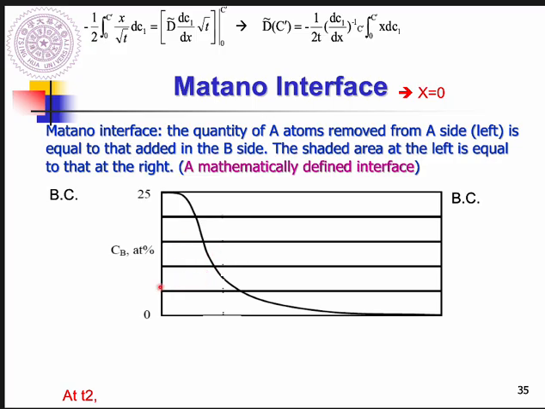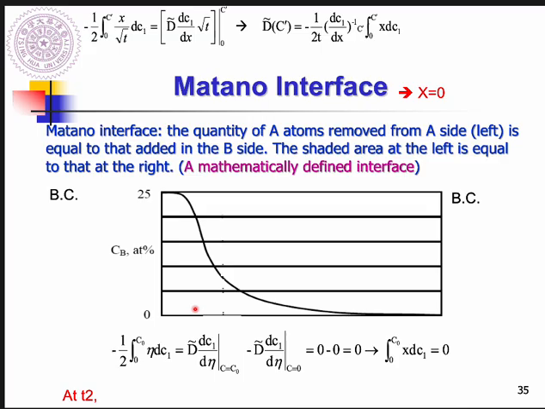Probably will be shown like this. But how to locate this Matano interface? So I will introduce what the Matano interface is, which means that the quantity of A atoms removed from A side will be equal to the quantity of atoms ended into B side. So the atoms removed from A side should end up on B side. The plane is what we call a Matano interface.